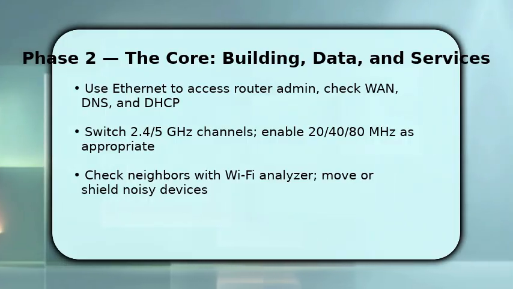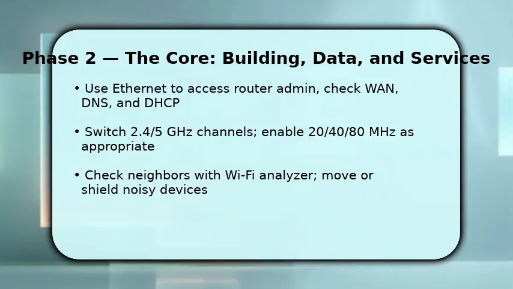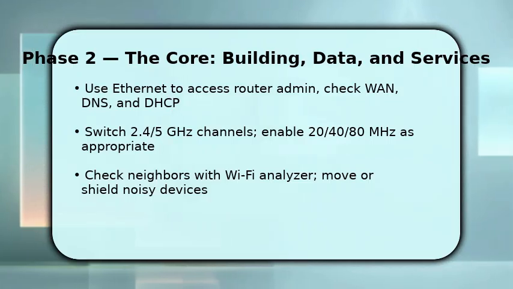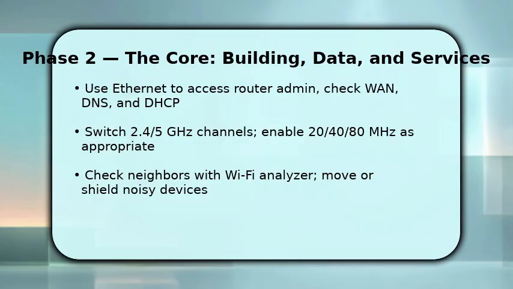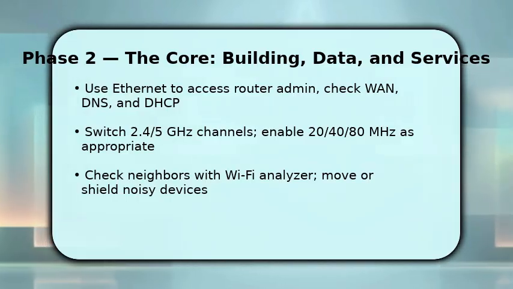Then scan for wireless interference. Use a Wi-Fi analyzer on your phone or laptop to identify congested channels and switch the 2.4 and 5 GHz channels accordingly and set channel widths to match device needs. Also check for nearby electronics or baby monitors causing noise. Reposition the router higher and central, and disable legacy B/G if not required.